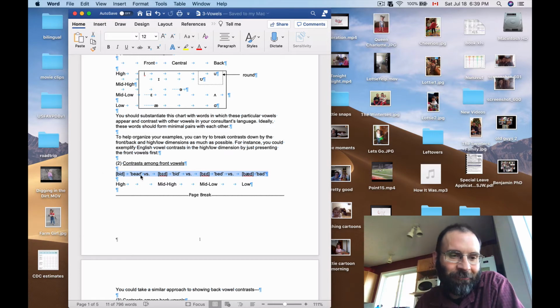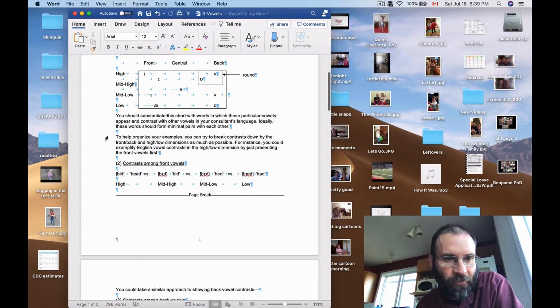And then you already know what these words mean because you speak English, but you'd have to translate your consultant's words into English. So that's what these are here for, as kind of placeholders for that dimension or aspect of your report. And I've also done this by contrasting among just the front vowels.